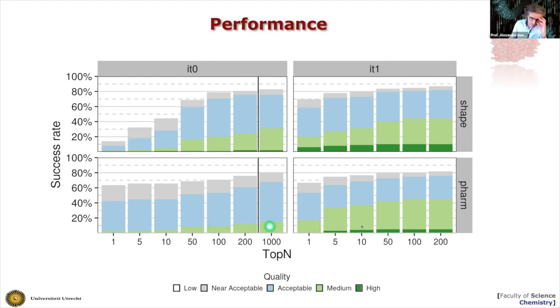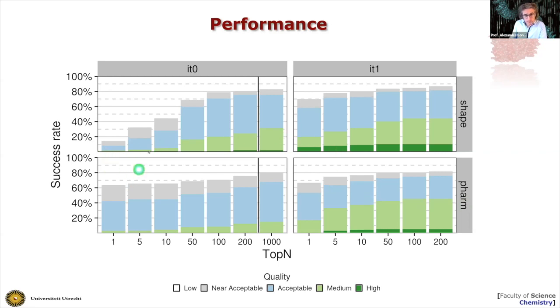So if you have a dark green, and you only see dark green appearing mainly in the flexible refinement stage, a little bit here, it means that you are within 0.5 angstrom from the crystallographic structure of the complex. Medium will be 1 angstrom, acceptable 2 angstrom, and the acceptable 2.5 angstrom if I'm correct. And then the two rows are the shape-based protocol, so only geometrical information about the shape of the template that we identified. And in the second row, you see the docking results in case of pharmacophore docking. So we add information about the type of chemical groups that should be located at a given position in space.